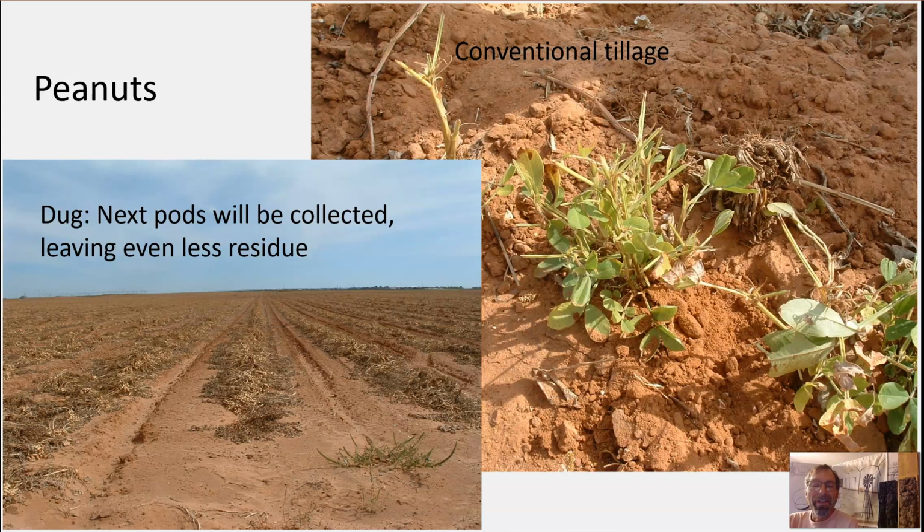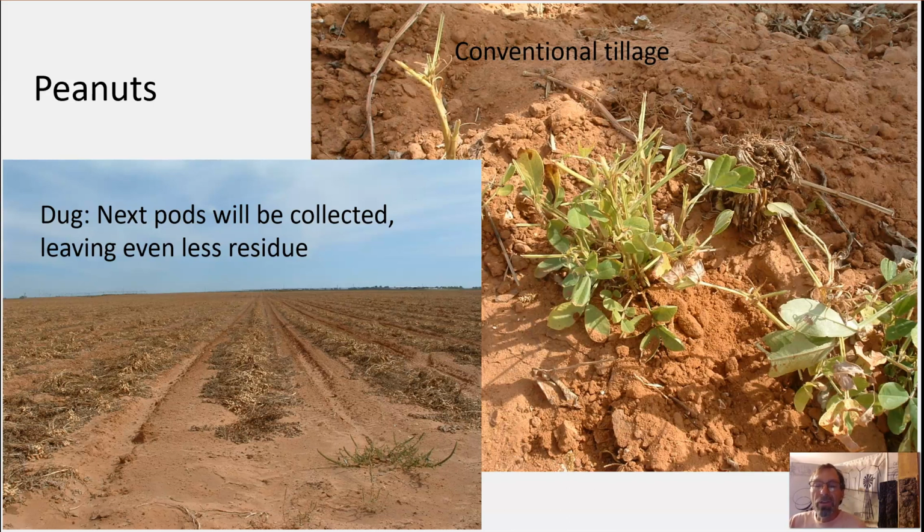Well, let's check a field with some peanuts in it then. On the left-hand side, bottom, we see that these peanuts have been dug. The peanut itself grows into the soil, and so you have to dig the plants up to get the peanuts showing. They let them dry for a bit, and then they'll come through, and they will thresh those and take the peanuts with them. Now, you don't see a lot of residue present on the surface, and then after they thresh those, there'll be even less residue available.